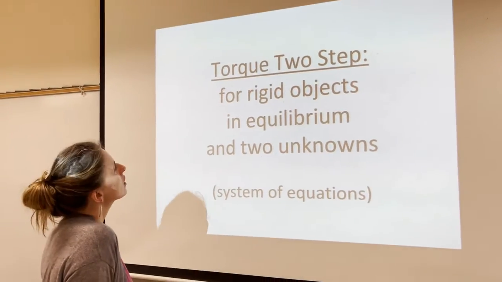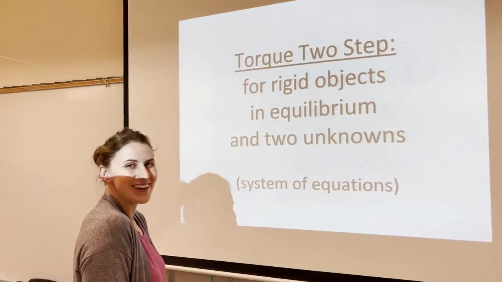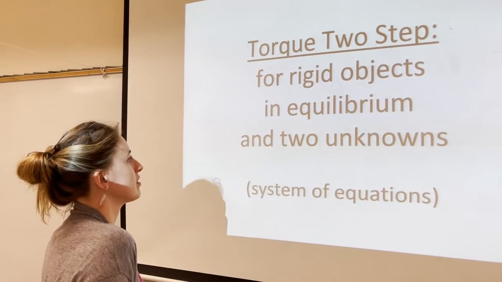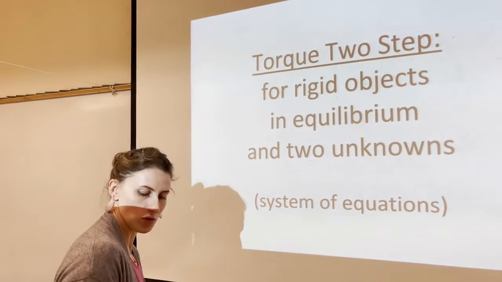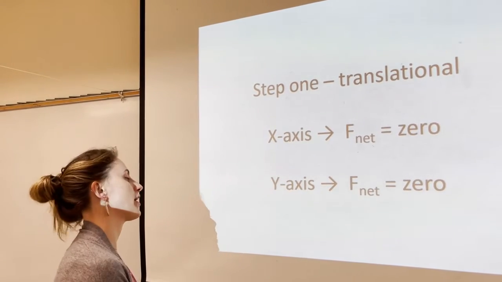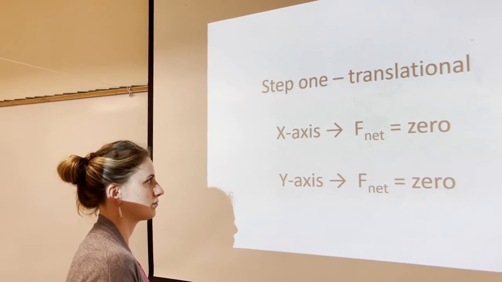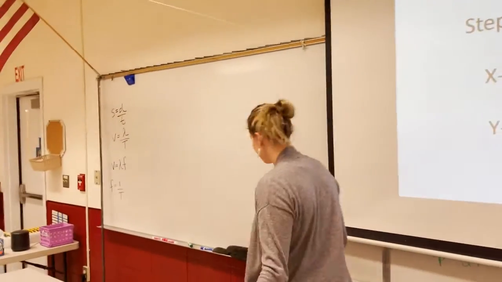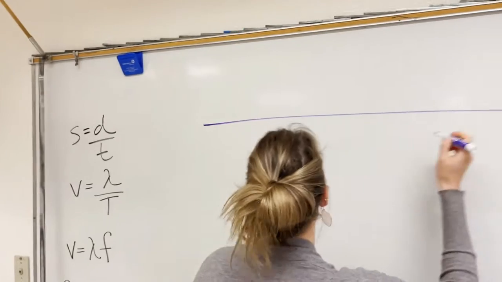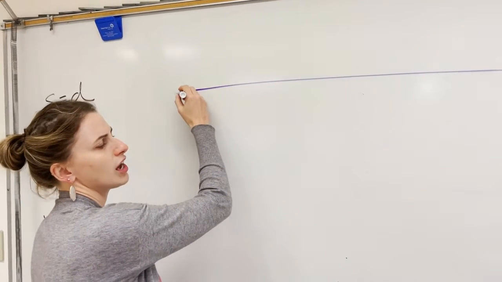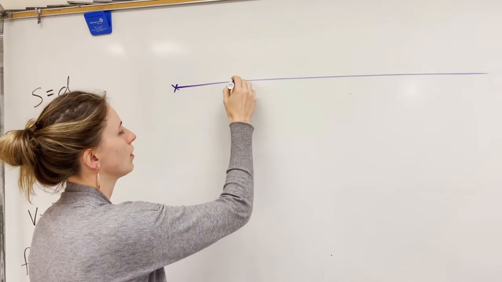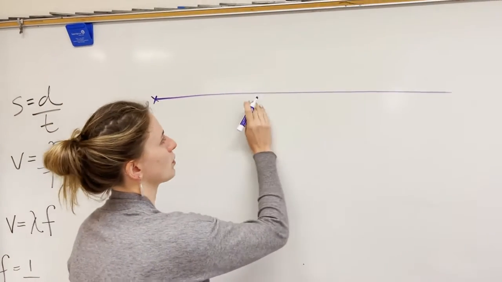Okay, torque two-step. This one is with the diving board, right? For a rigid object in equilibrium with two unknowns, we have to do a system of equations. And so there are two steps. You need to look at this in two ways. The first is translational. I think we should draw the diving board. You have this somewhere in your notes, right? And so it's secured, there's a post on one end, attached to the ground. And this one's free to move, and there's a person right here.